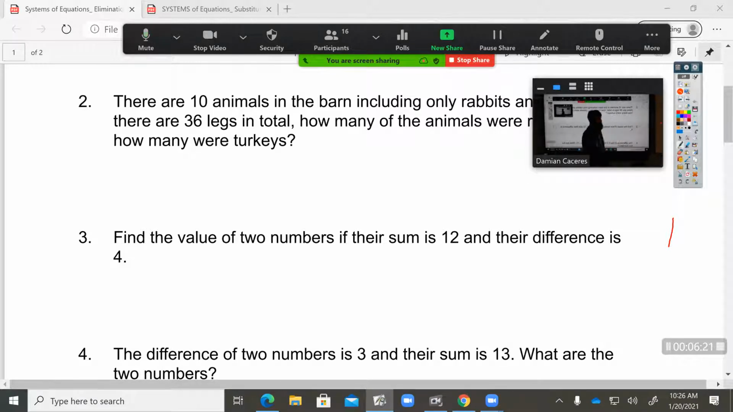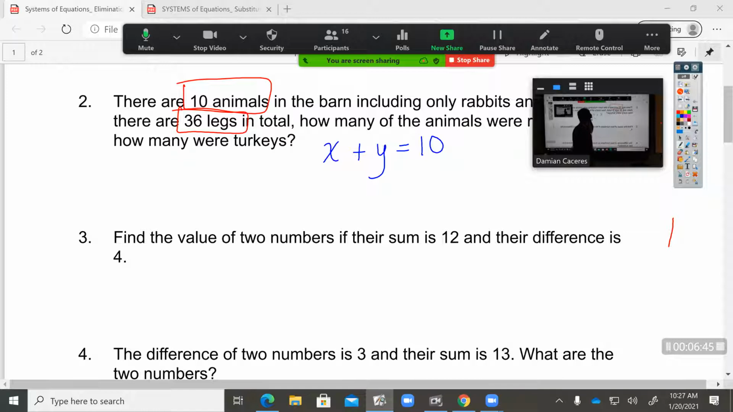So on number 2, again, we have a total for animals and a total for legs. So our equations are going to be similar to the ones we did on number 1. X plus y equals 10. That's the animal equation. 10 total animals, only 2 types of animals, x and y.